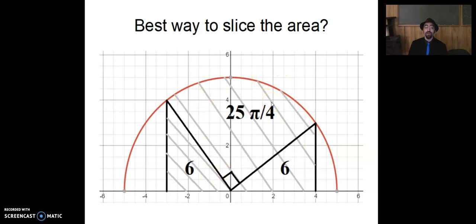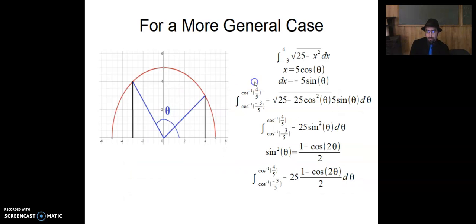Whole circle radius 5 is pi r squared, pi 5 squared, 25 pi. A quarter of a circle is a quarter of that, 25 pi over 4. So the area is just 6 plus 6 plus 25 pi over 4, or 12 plus 25 pi over 4. But how would we do this with calculus?